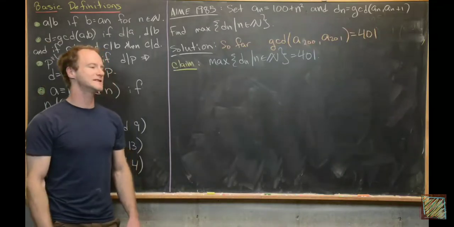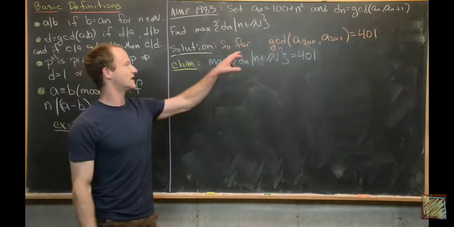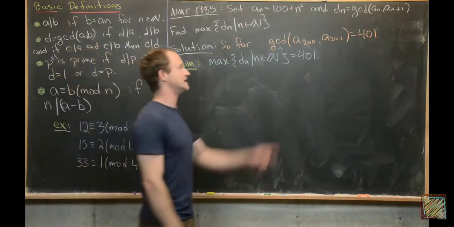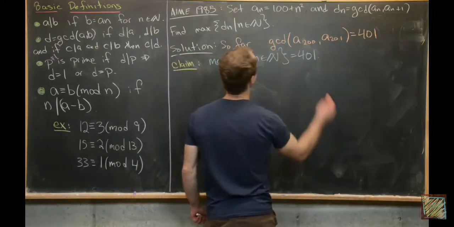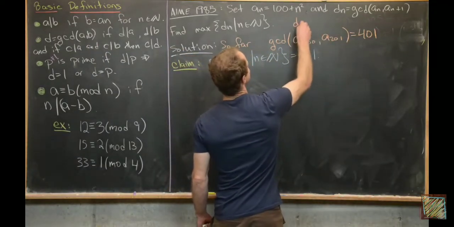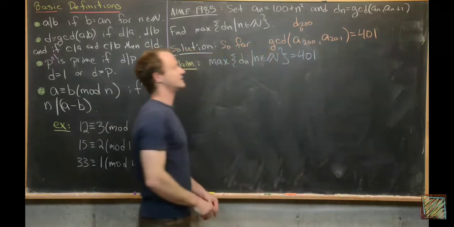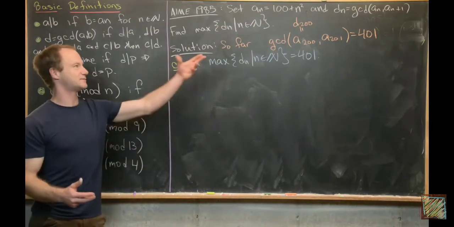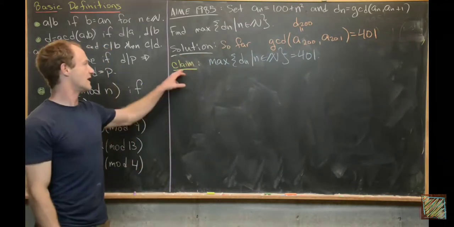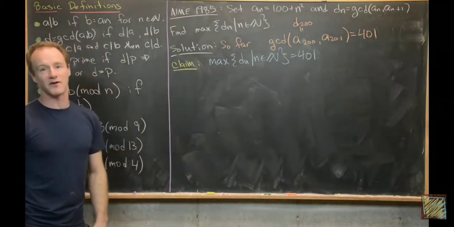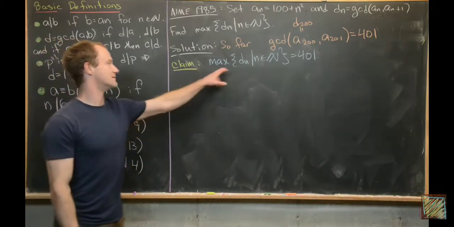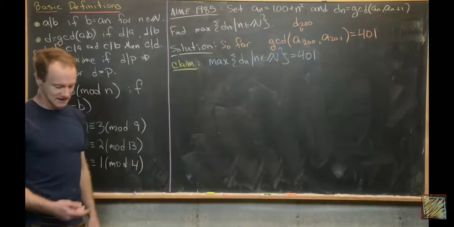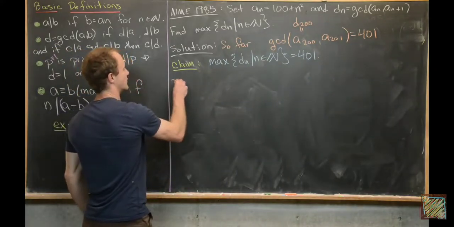So in the last board, we made some careful guesses to come up with this fact that the GCD of a sub 200 and a sub 201 is equal to 401. And putting this in the language of our D, this is D sub 200. So we have D sub 200 is 401. And then we, motivated by the specialness of our choices here, think that this is probably the maximum of all of these d sub n's. In other words, the maximum of d sub n as n ranges over all natural numbers is 401. And that's the claim which we are now going to prove.